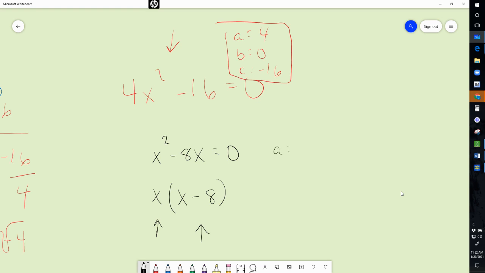Or your c value here is 0. So if you did quadratic formula, a value is 1, b value is -8, and c value is 0. And you can still solve it that way. Okay, so a couple different methods. Or you can factor it normally.